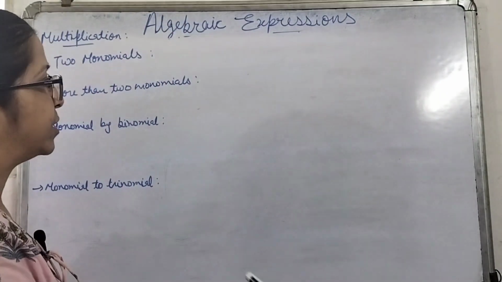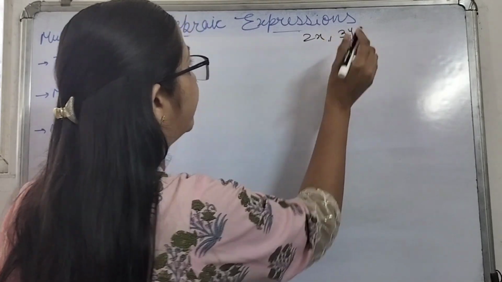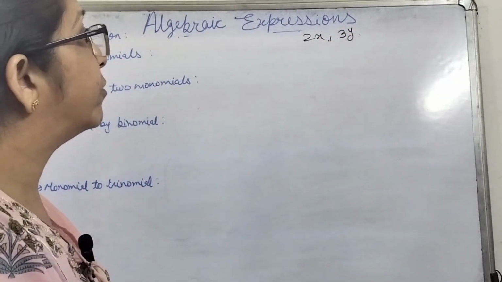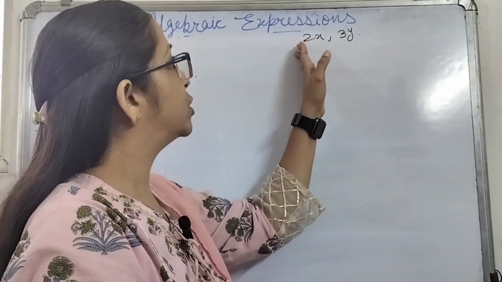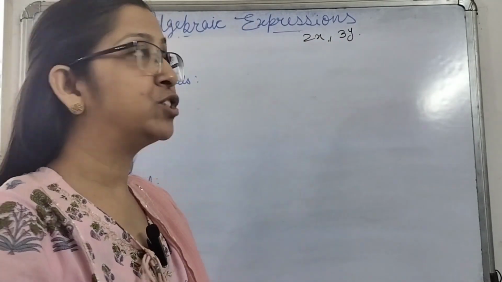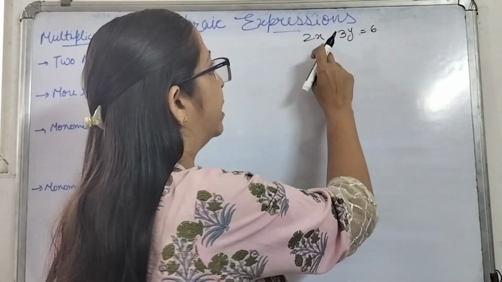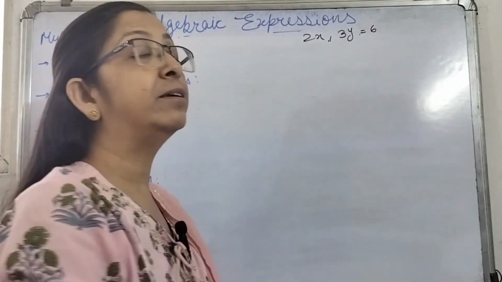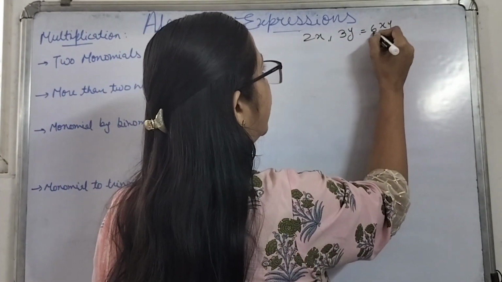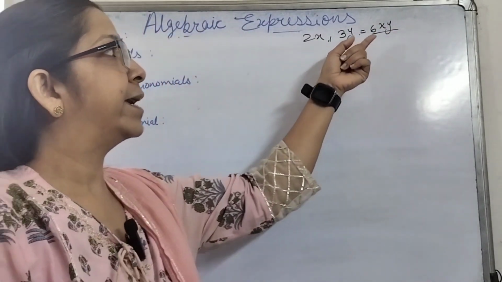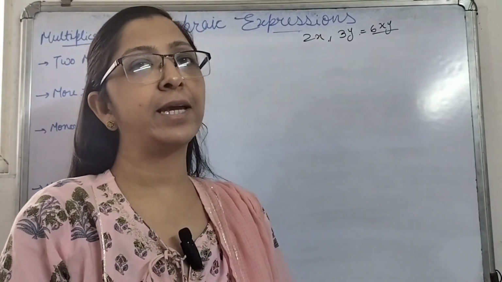Suppose your algebraic expressions are 2x and 3y. What we will be doing is taking the numeral coefficients first. First of all, we will multiply the numeral coefficients: 2 multiplied by 3 will be 6. Then we will multiply the literal coefficients. Over here it is x, over here it is y, so it will be xy. So 6xy will be the product of these two given algebraic expressions.